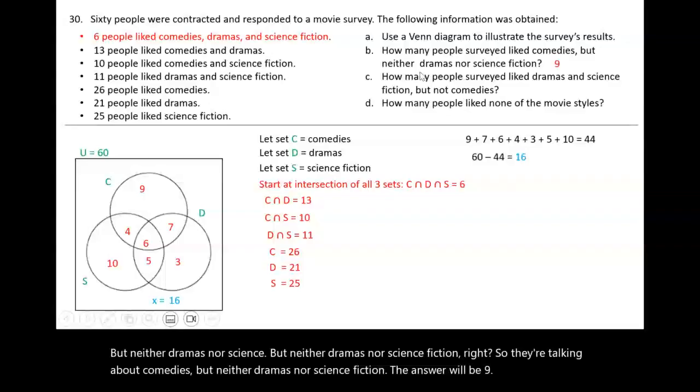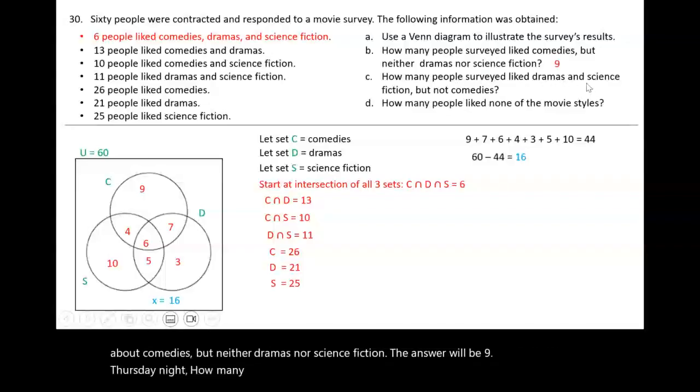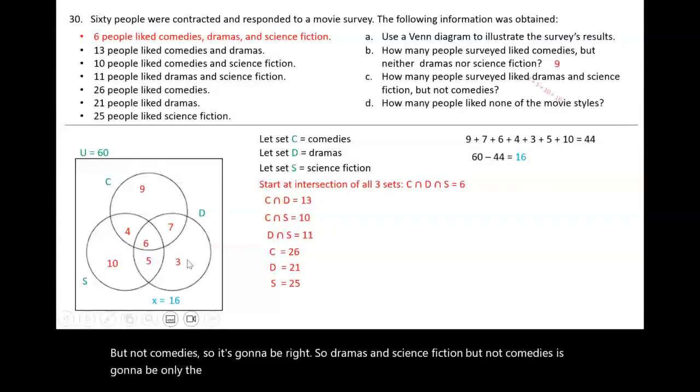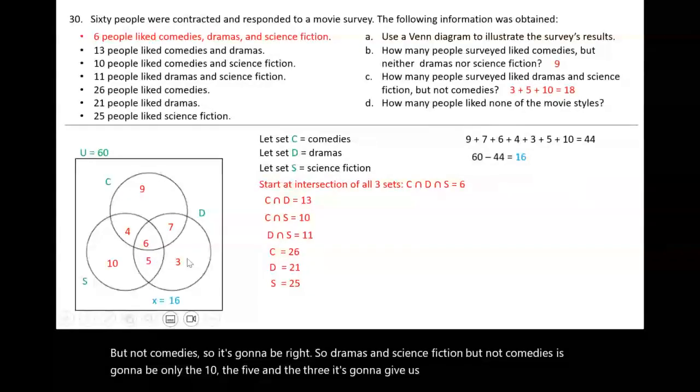There's 9. How many people surveyed like dramas and science fiction? Okay, they like these two, right? Dramas and science fiction, but not comedies. So dramas and science fiction, but not comedies is going to be only the 10, the 5, and the 3. It's going to give us 18.